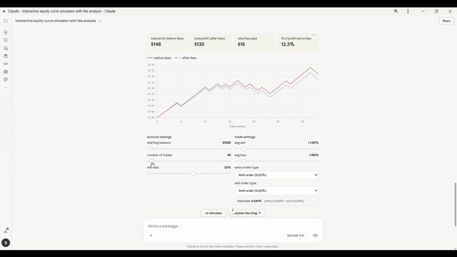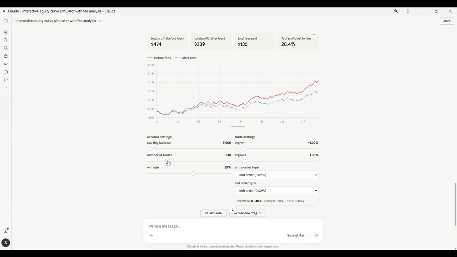Okay, sure. If we take a little bit more, let's say I've taken 40 trades in a month, I compare the two, before fees, after fees. Okay, 1148 before fees, 1130 after fees. So total profit before fees, 148. Total profit after fees, 130. I've paid 18 in fees. So how much of my profit did I lose purely to fees? 12%, right? It's not the end of the world.